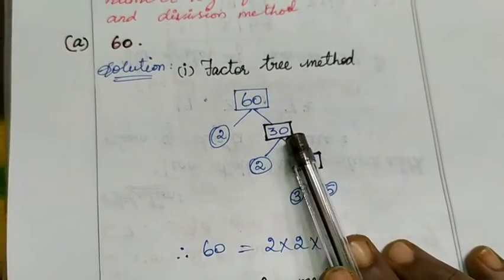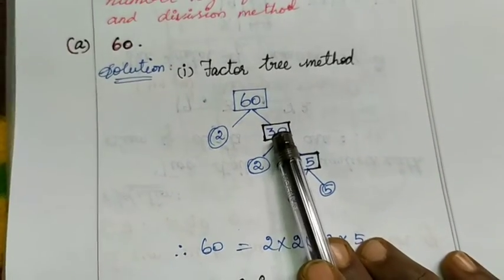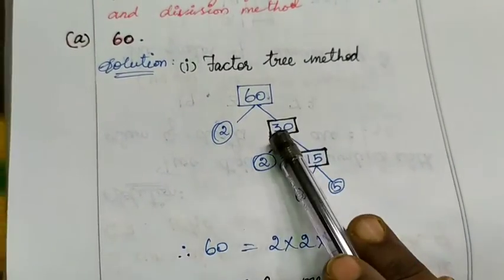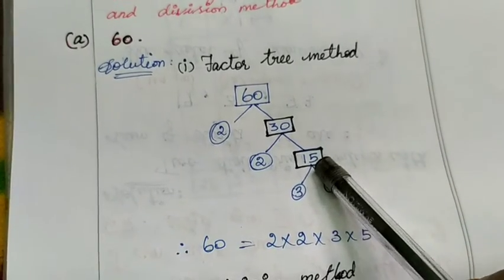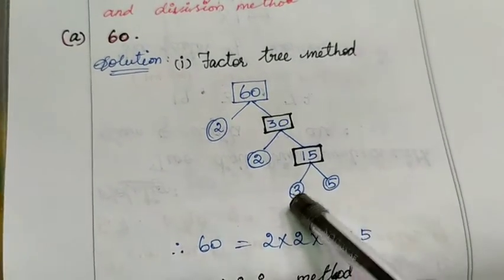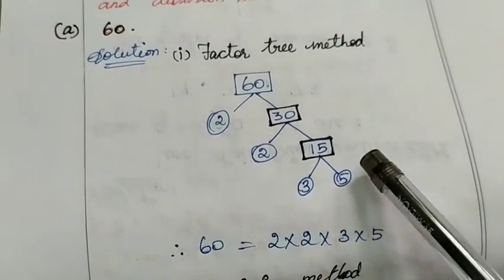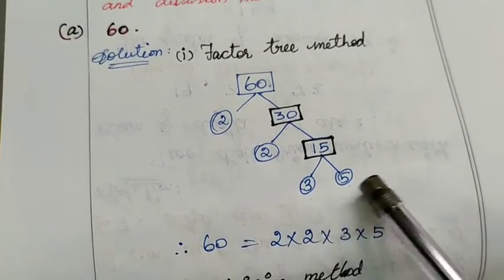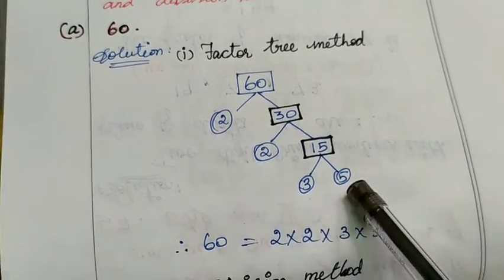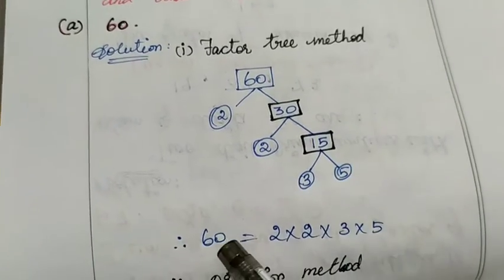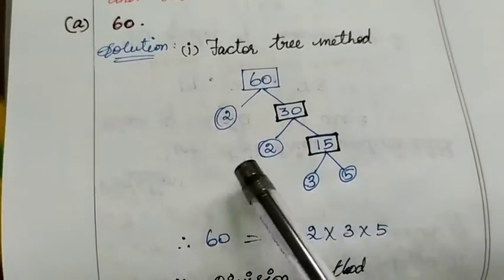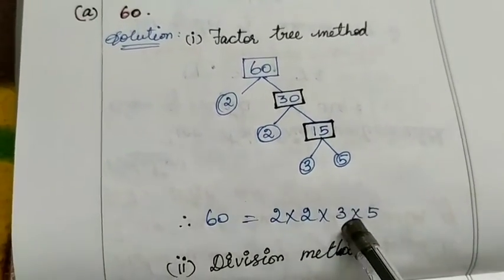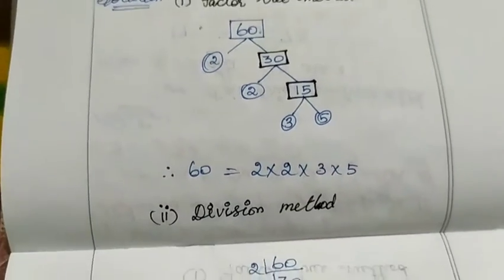So next the 30. Box the 30. The 30 also comes in 2 table. How many times? 15 times. 15 twos are 30. So next the 15 will come in 3 table. How many times? 5 threes are 15. So here 3 and 5 are the prime numbers. After that, the numbers come as the table itself, isn't it? So we stop here. These are the factors of number 60: 2 into 2 into 3 into 5. So we take and write these numbers. This is called the factor tree method.